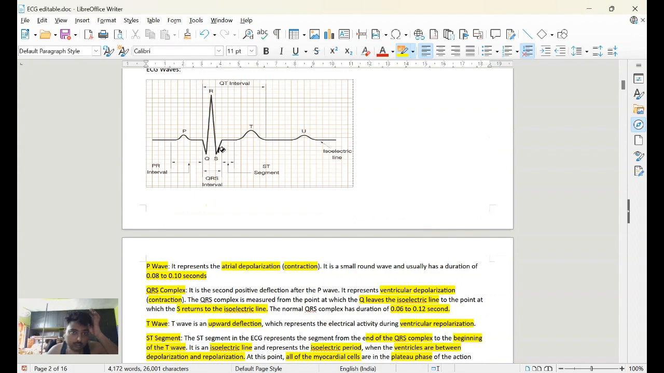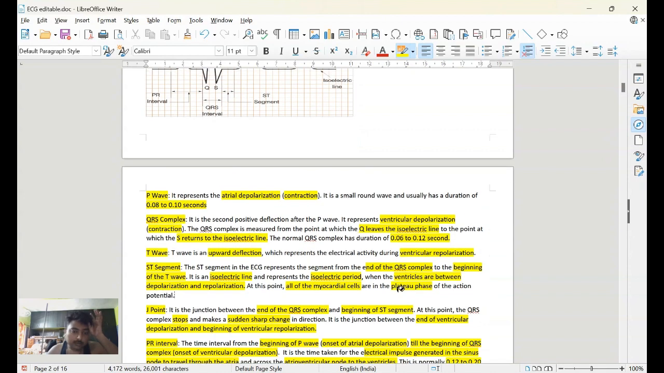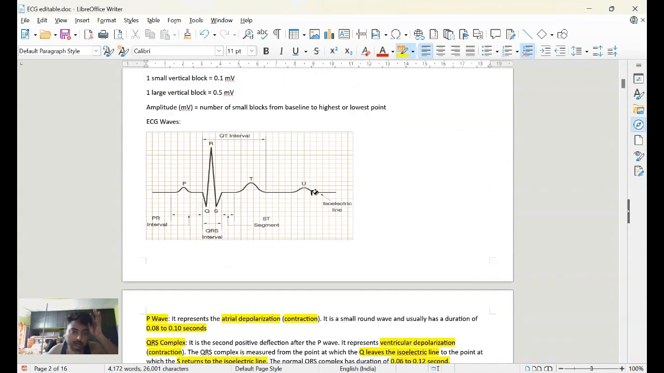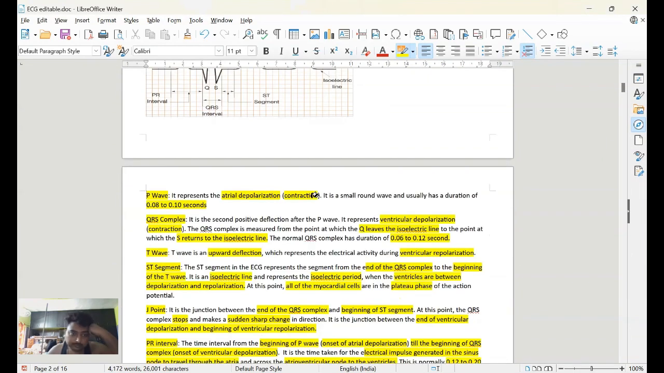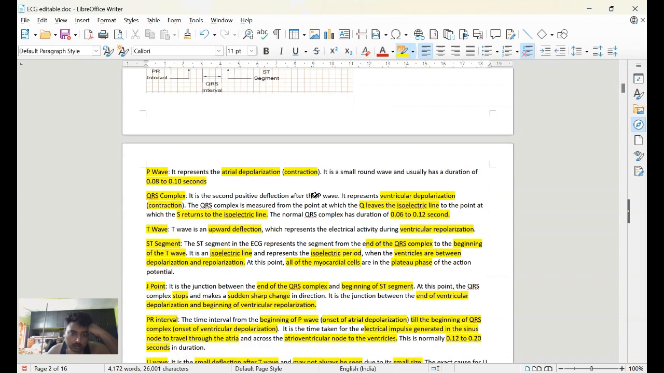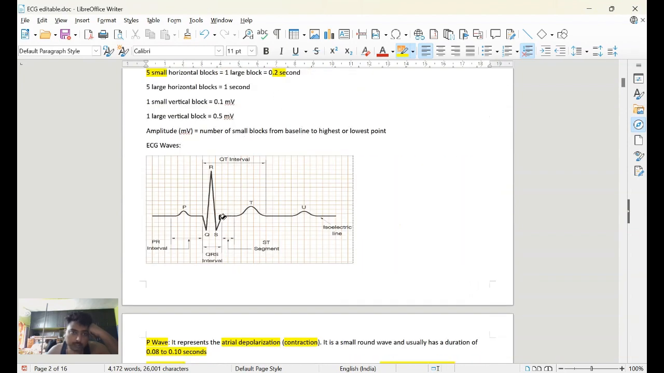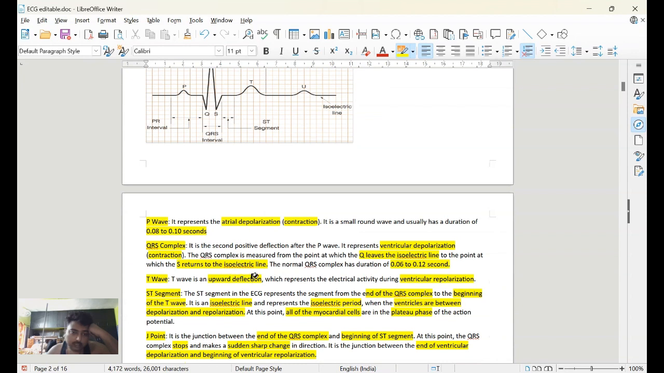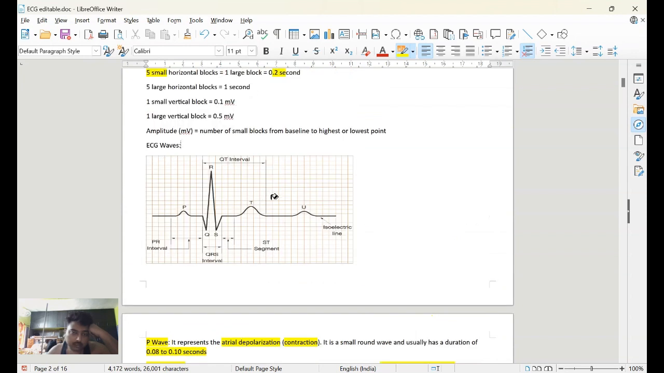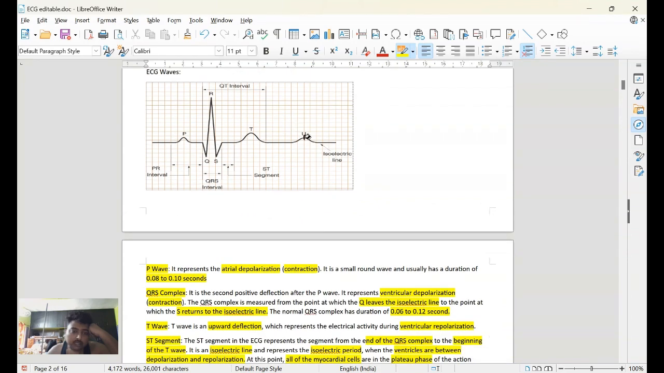Then from S to T, the ST segment, is the time between depolarization and repolarization. All the myocardial cells are in a plateau phase. And there is a J point where there is a positive deflection towards repolarization. The T wave is the upward deflection for ventricular repolarization, and the U wave is very small, so sometimes it cannot be seen, but it is due to repolarization of the Purkinje fibers.